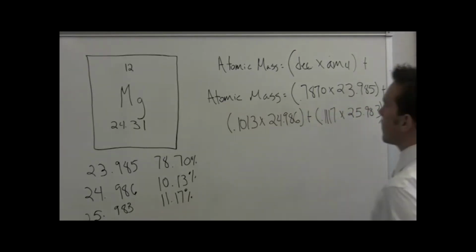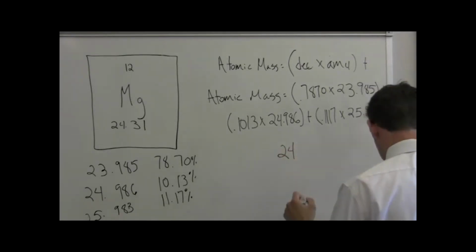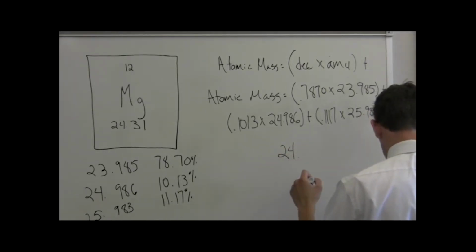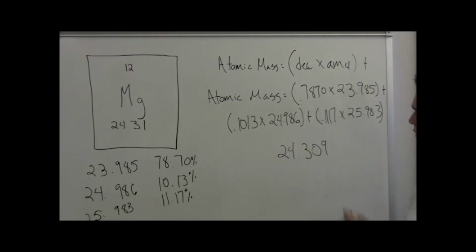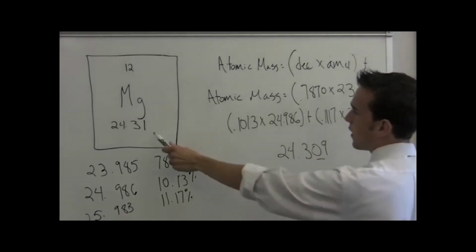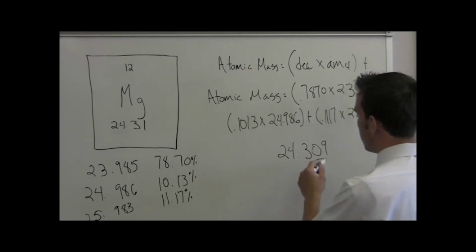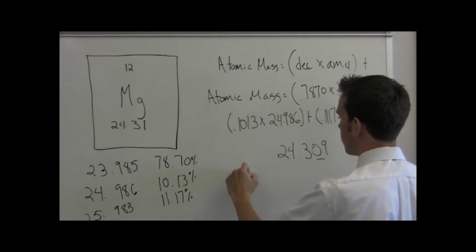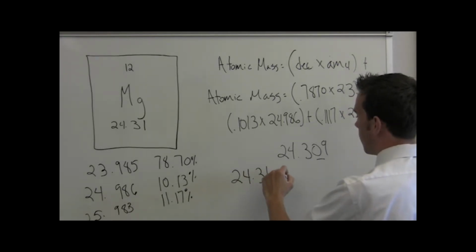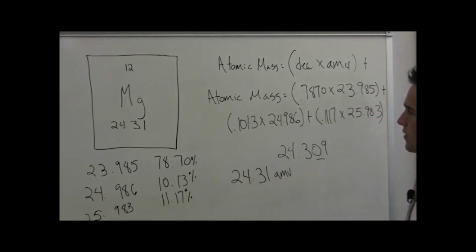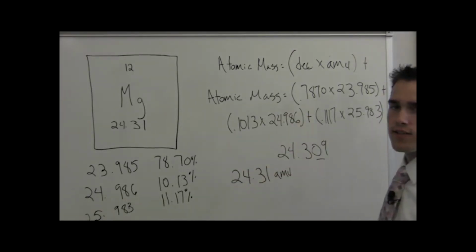Once you calculate that all out, you'll end up with the value of 24.309. And going to 4 significant figures, like what we have in our periodic table, the 0 will round up to 1, and we'll end up with 24.31 AMUs. And so that's how we can find the atomic mass based on the percent abundance of each isotope.